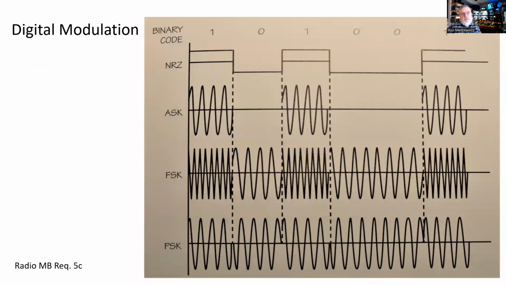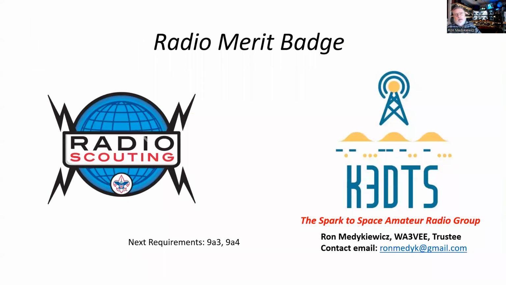Digital modulation is very similar to Morse code or CW. What we do here is we either turn a signal on and off, or again, we vary its frequency. And that concludes our requirement of 4 and 5C. The next requirements are 9A3 and 9A4.